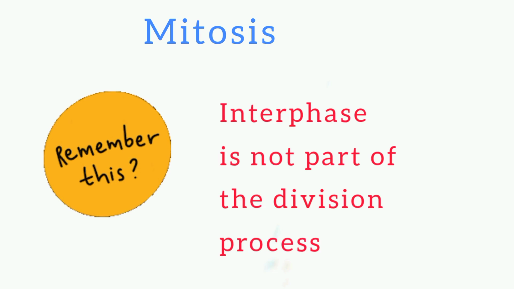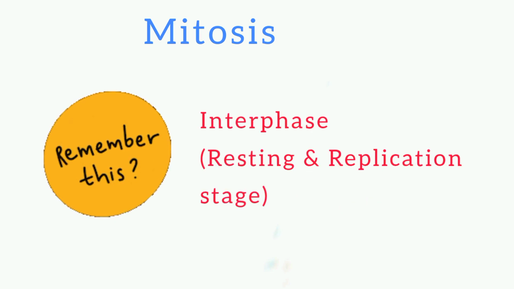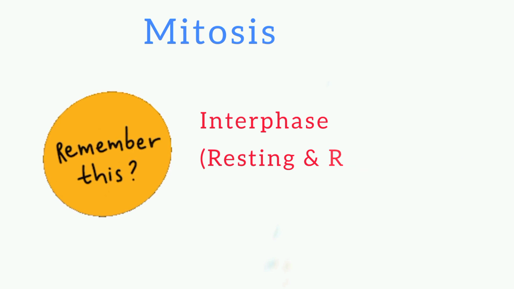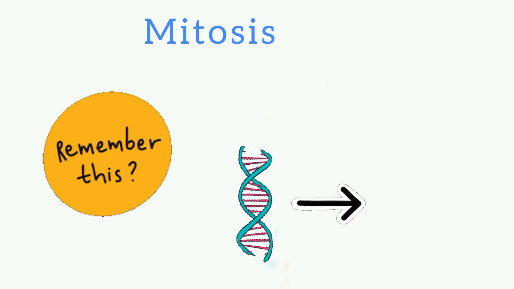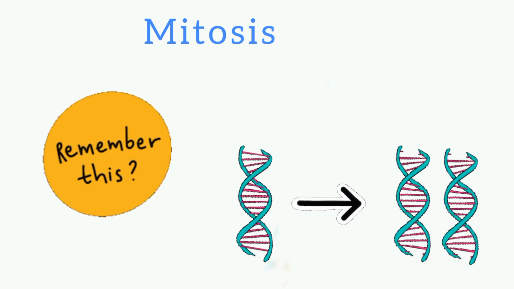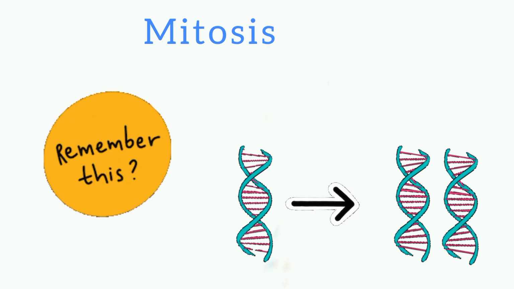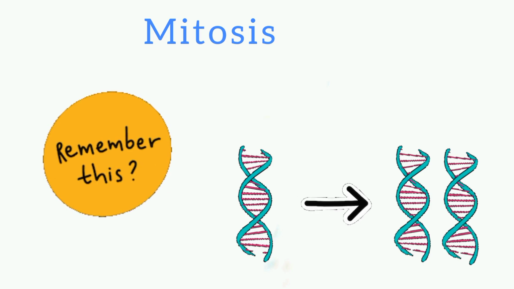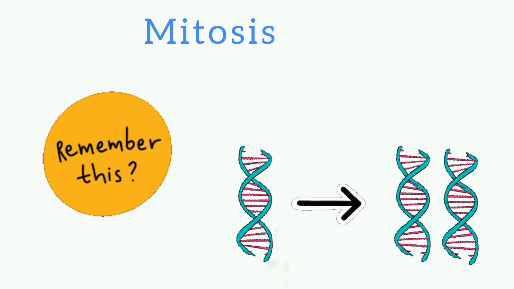So interphase is not part of the division process, but interphase is very important. It is important because we can refer to the interphase as the resting stage, yes, and the replication stage or the duplication stage. Why it is so called is because the DNA is replicated into two molecules or duplicated into two molecules. That is why interphase is very, very important. All right, now let's go to mitosis proper.